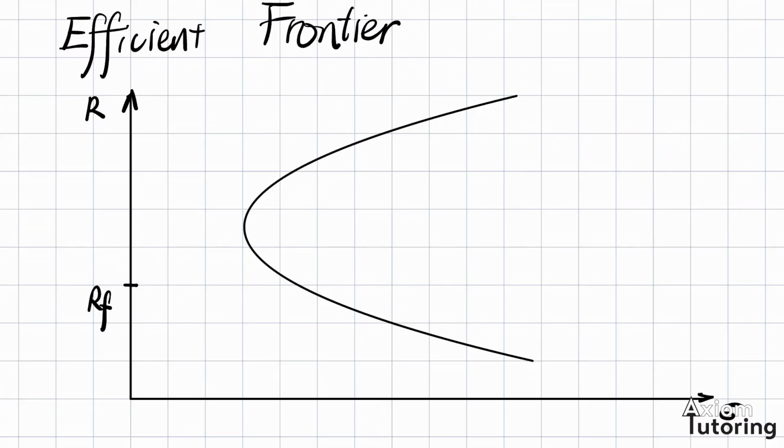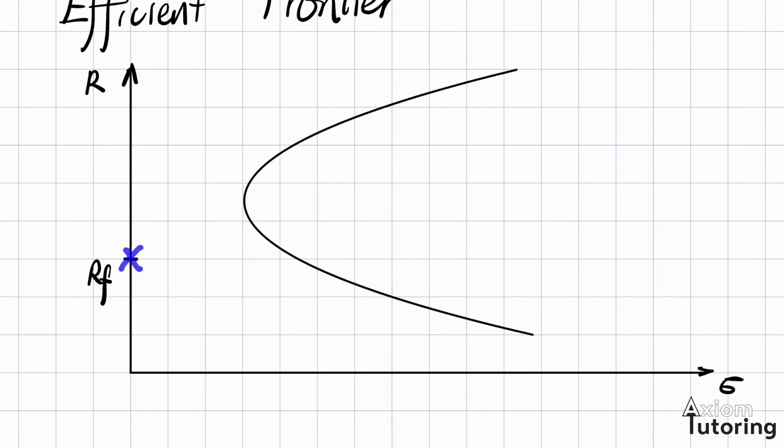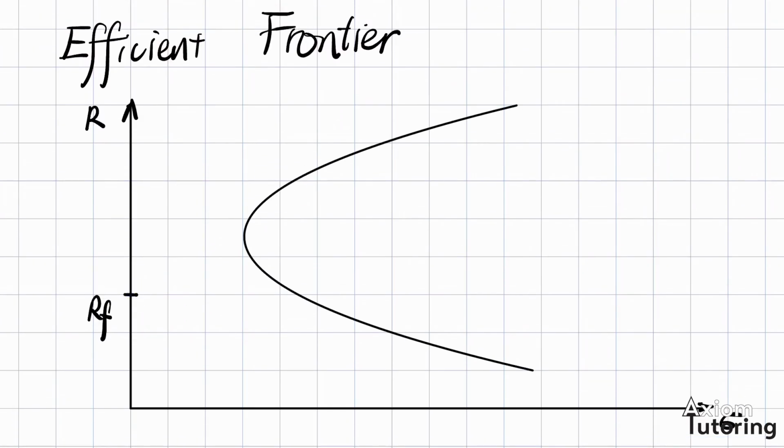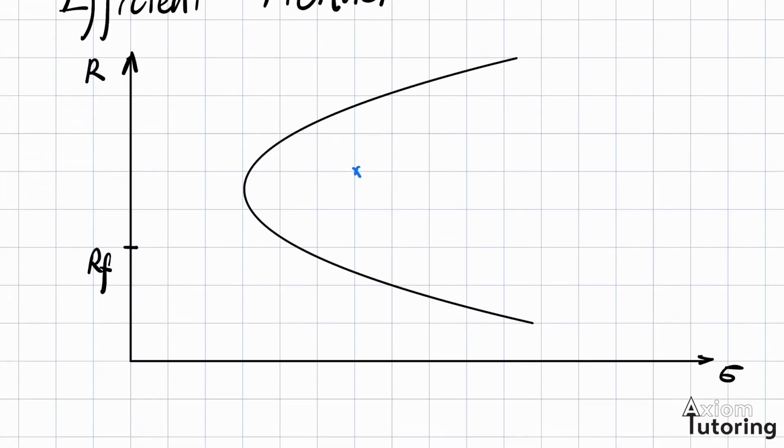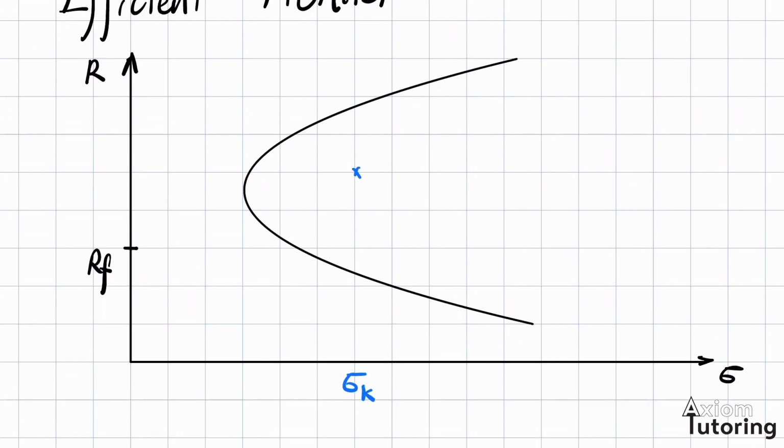So let's combine the risk-free assets with our choice of risky assets here. Okay, so still we start with the risk-free rate here. That is, we will invest all our available funding into the risk-free assets, so we'll get the risk-free rate with 0 risk here. Okay, and then we can pick any available risky assets here. So let's start with, for example, here, let's call it sigma k and rk here, right?